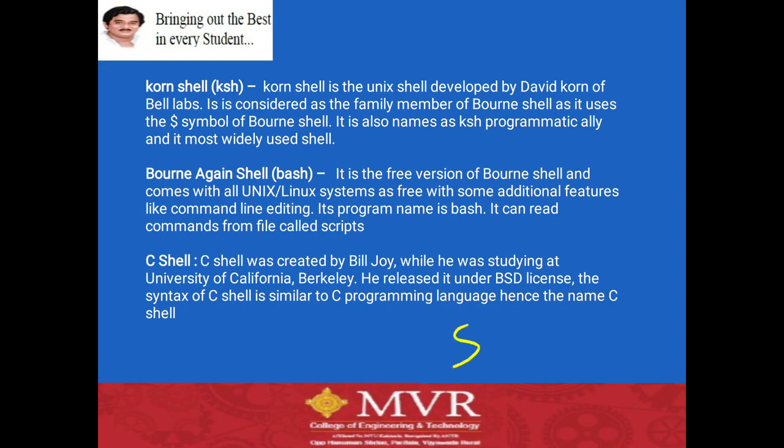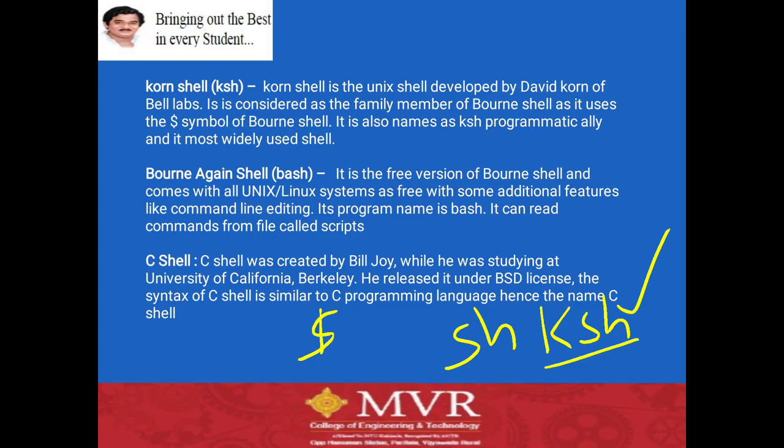As I said, SH is the Bourne shell, whereas the Korn shell is represented by KSH. Again, this Korn shell was developed by a scientist known as David Korn at Bell Labs. Because the Korn shell also belongs to the same family, it uses the same command prompt, dollar, here also. Again, as I told you, this shell is represented in programming as KSH. So whenever you find SH, it is Bourne shell. Whenever you find KSH, it means it is a Korn shell.